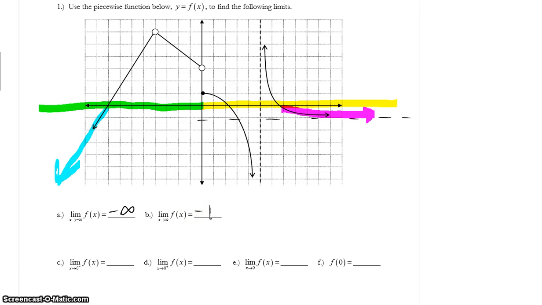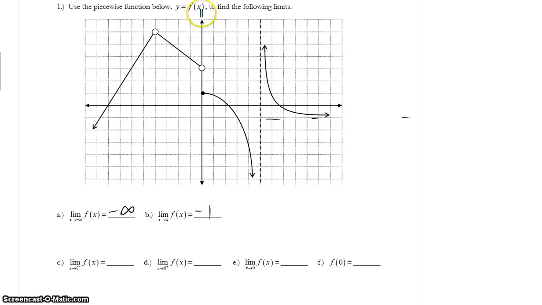And the limit as x approaches 0 from the right. So here's my 0. As it's approaching from the left side, f of x approaches 3. And the limit as x approaches 0 from the right side, f of x approaches 1. And when our left-hand and right-hand limit are not the same, the limit at that value does not exist. And f of 0 is 1 because that's where we have our closed circle.